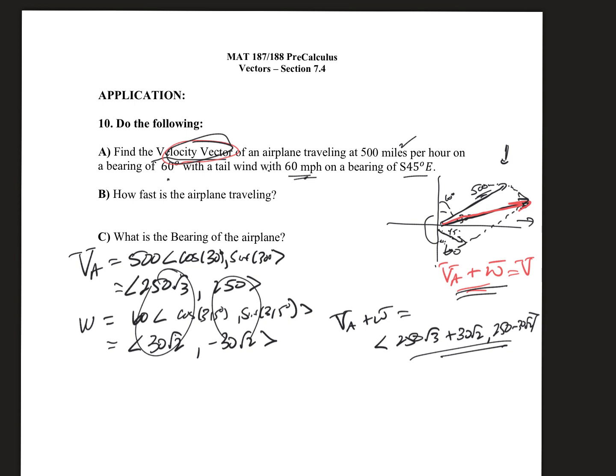All right, so we've done that part. We found the velocity vector. The next phase is they want us to find exactly how fast the airplane is traveling. So that is the magnitude of the vector that we just found.